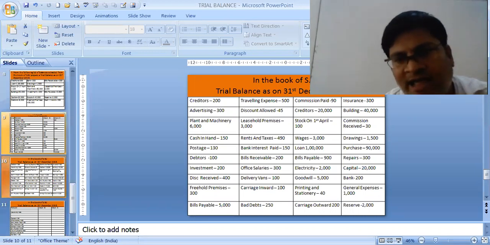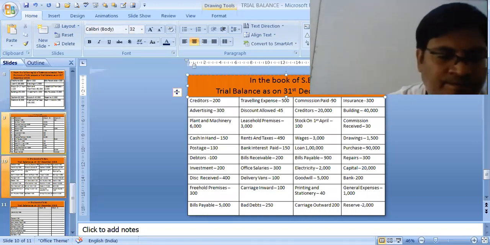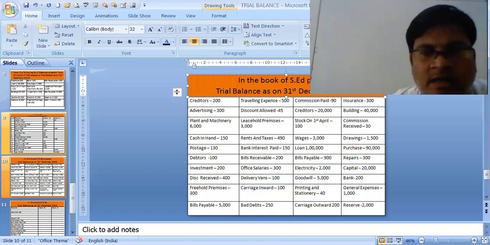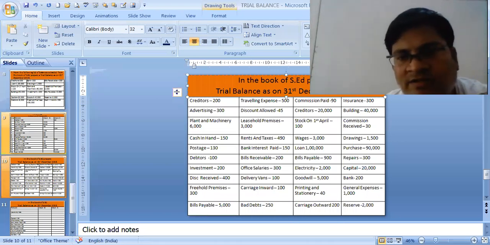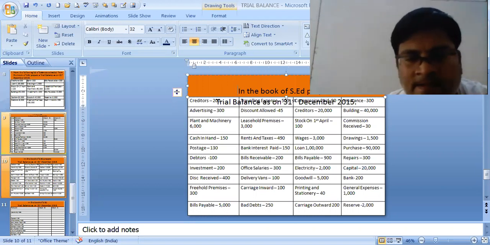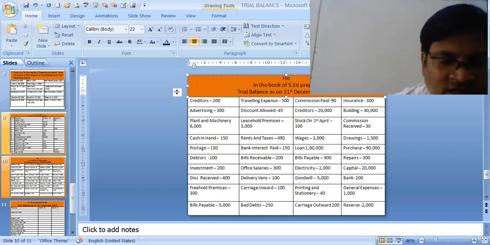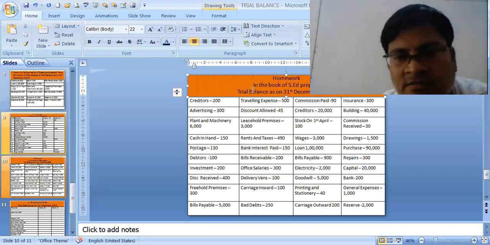This is the format I have made in the books of the asset. Prepare trial balance as on 31st December, and this is your homework, nothing else. Take the screenshot of this one, or you can see it in the YouTube video also.